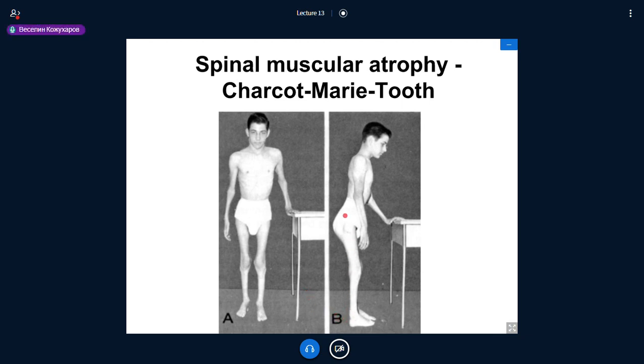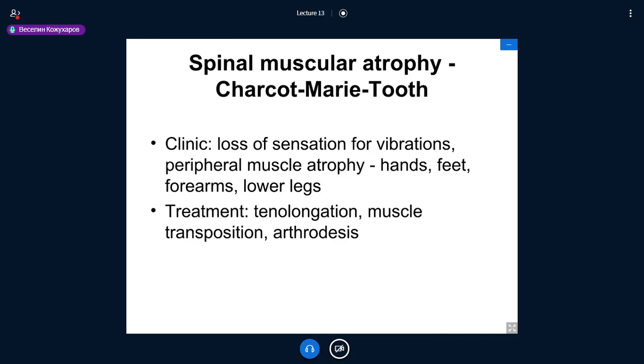When the disease affects the gluteal muscles, it is impossible for the patient to walk alone. That's why those patients usually are confined to a wheelchair.